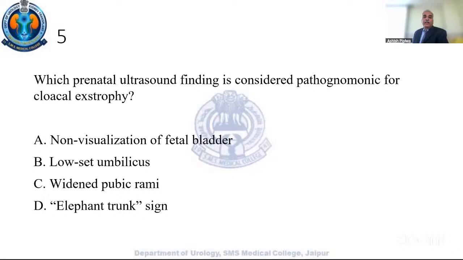Which prenatal ultrasound finding is considered pathognomonic for cloacal extrophy? So he said elephant trunk sign is for cloacal, and if it is just a simple classic extrophy bladder, then there will be pubic diastasis, absent bladder, or the bladder will never get full, and there will be a mass in the anterior abdominal wall and low set umbilicus. These are all findings of non-visualization of fetal bladder. I think that's it. Okay.